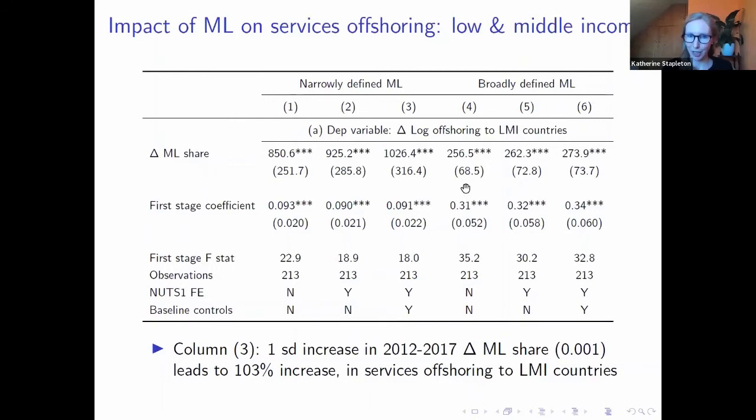So firstly, this is taking the regional results for both narrowly defined machine learning, which is just machine learning and AI related skills, and broadly defined, which also includes data science, natural language processing, and IT automation. And this is for low and middle income countries as classified by the World Bank. And what we find is a big positive causal impact. For example, in column 3, the results suggest a one standard deviation increase in growth in the machine learning share leads to an almost doubling in services offshoring to low and middle income countries. So quite sizable coefficients. This also holds at both the industry and the firm level as well, although industry level results are slightly less consistent.